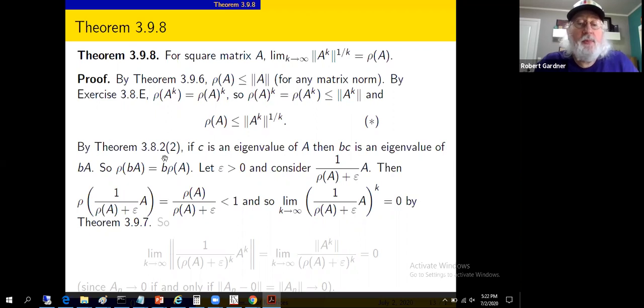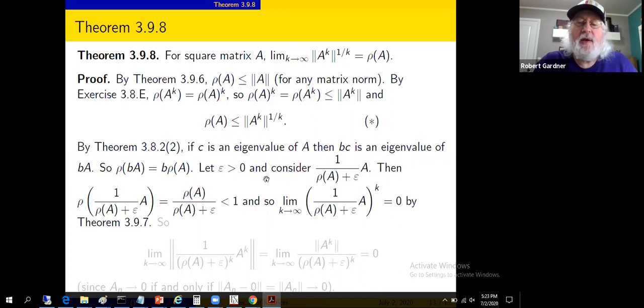All right, theorem 3.8.2 part 2 said if C is an eigenvalue of matrix A, then for any scalar B, including complex scalars, BC is an eigenvalue of the matrix B times A. So the spectral radius of B times A equals |B| times the spectral radius of A. Any eigenvalue of A produces an eigenvalue of B times A of the form multiple of that eigenvalue of A, multiple of C, and conversely. So we can draw a conclusion about the spectral radius. The argument up here is fairly similar, it turns out.